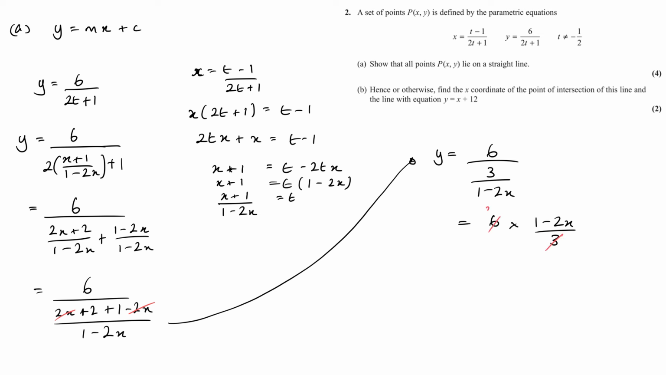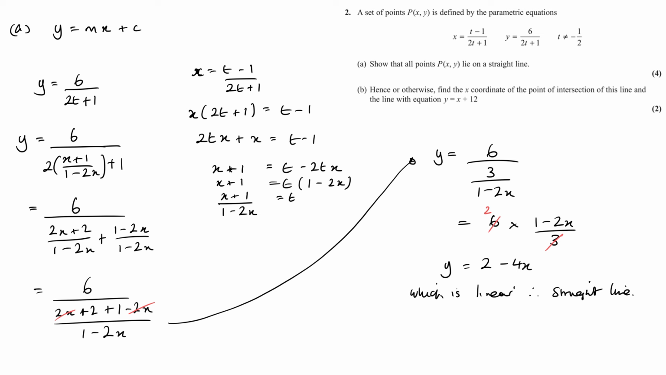3 will cancel with that twice. So that leaves me with 2 minus 4x. So y equals 2, let's see, 1 times 2, and 2 times the minus 2 there is 4. So that's what we've got, which is linear, therefore a straight line. Okay, and that is part A done.